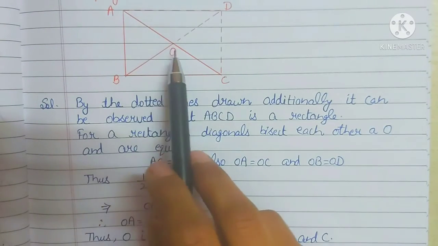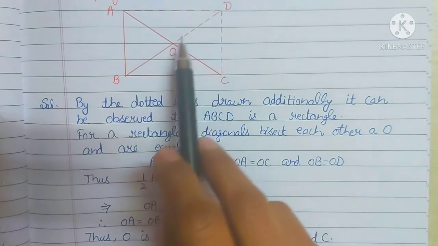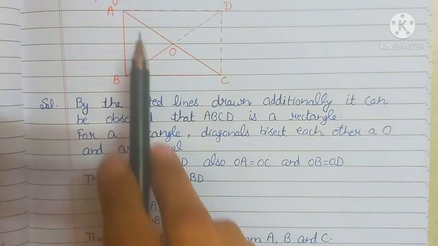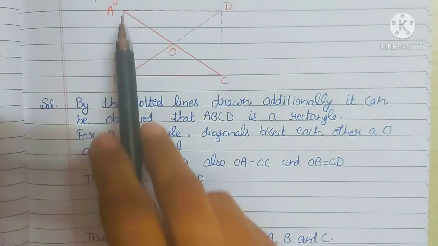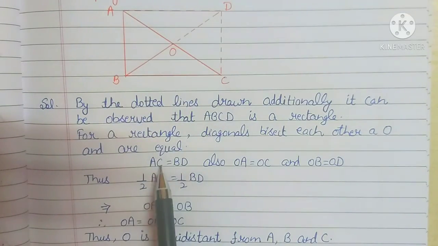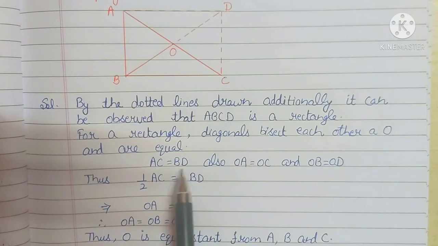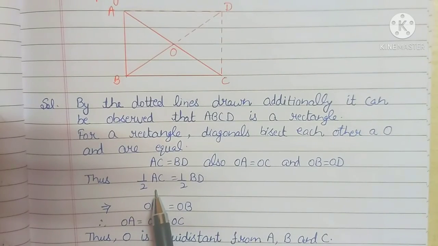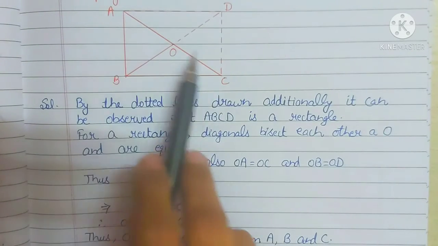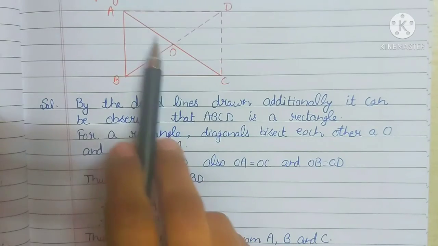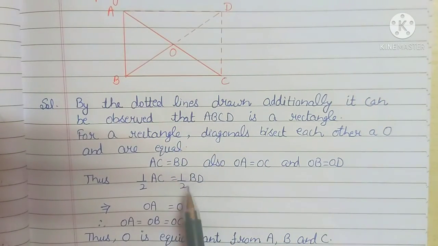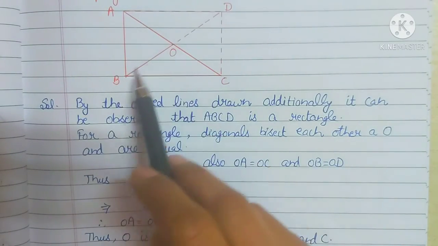It means OB is equals to OD, OA is equals to OC. Also diagonals of rectangle are equal, so AC will be equals to BD. If AC is equals to BD, then half of AC will be also equals to half of BD. And half of AC is equals to OA. As O is the midpoint, so half of AC we can write it OA. Also half of BD will be OB.